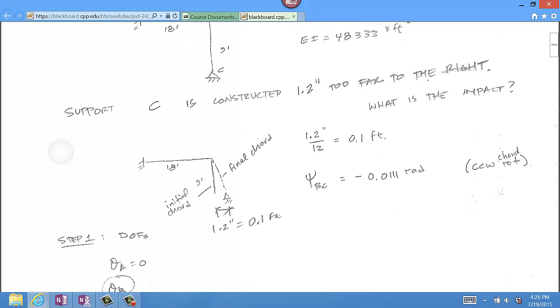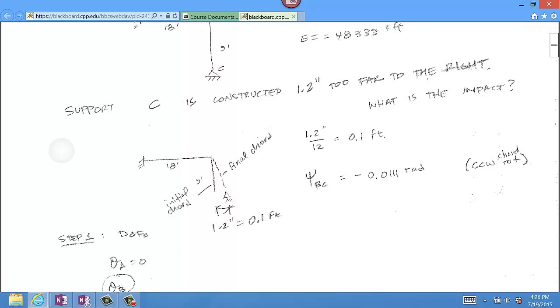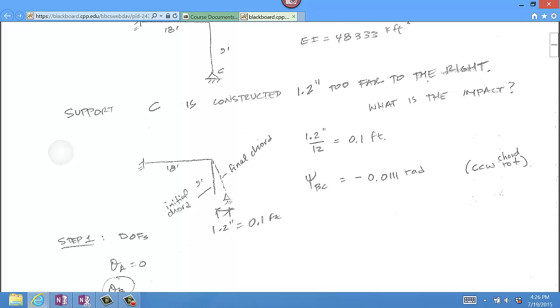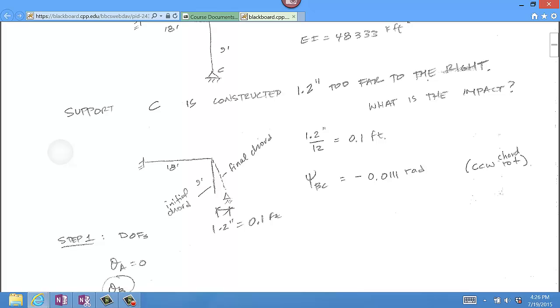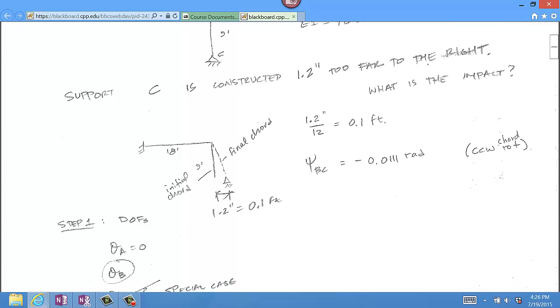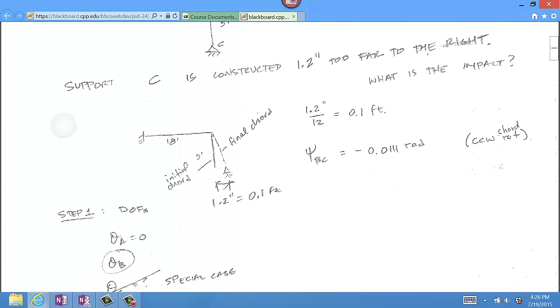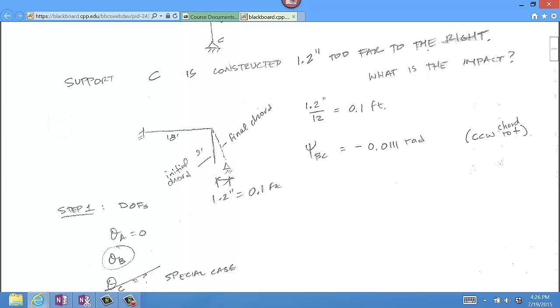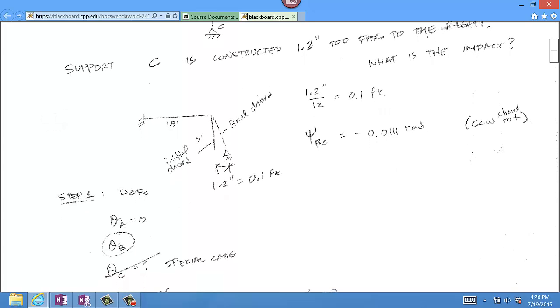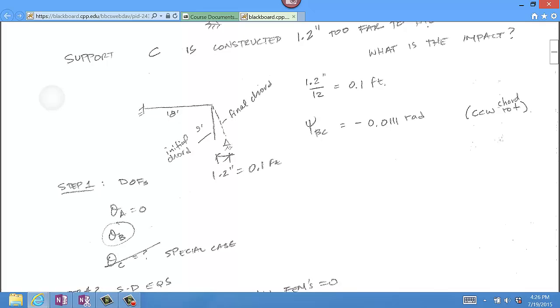And how do you calculate that chord rotation? Well, it's basically the 1.2 inches over the 9 feet, but you have to use a consistent set of units. So 1.2 inches converts to 0.1 feet. Okay, so 0.1 feet divided by 9 feet gives me psi BC, as shown on the right. Now, why is it negative? Well, it's negative because as you go from the vertical to the angled line, you actually go in a counterclockwise direction. So counterclockwise is negative, clockwise is positive. So therefore psi BC is a negative value.